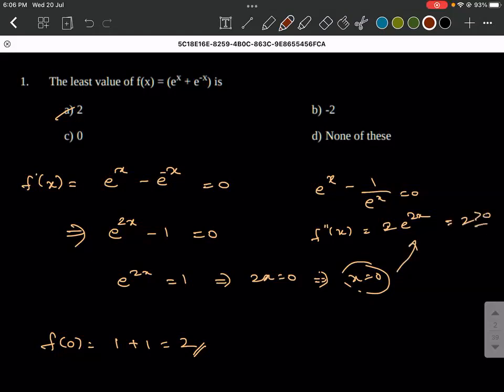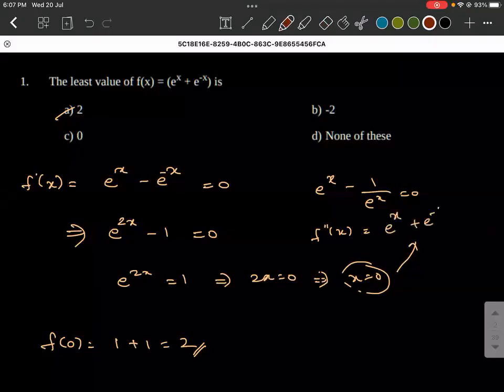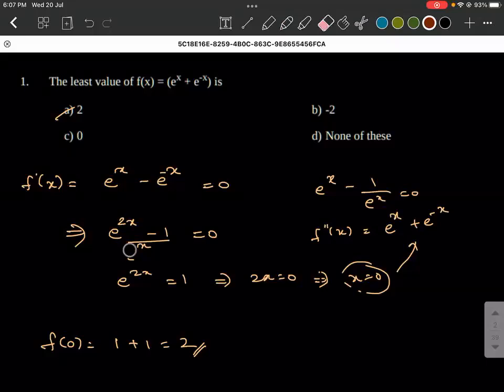Now what will happen? Yes. So e power x plus e power minus x. Correct. Because I took this e power x to the other side. How much will this be? This is 2, obviously greater than 0, so it's a point of minimum.